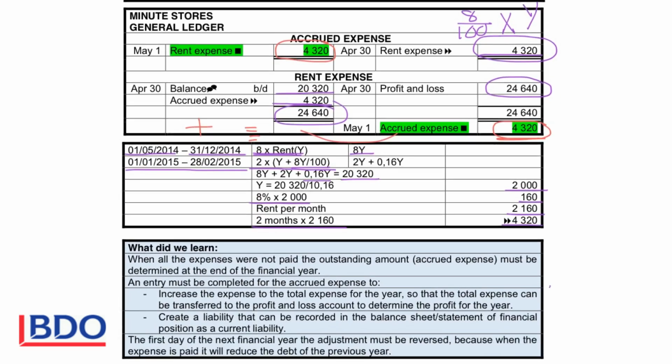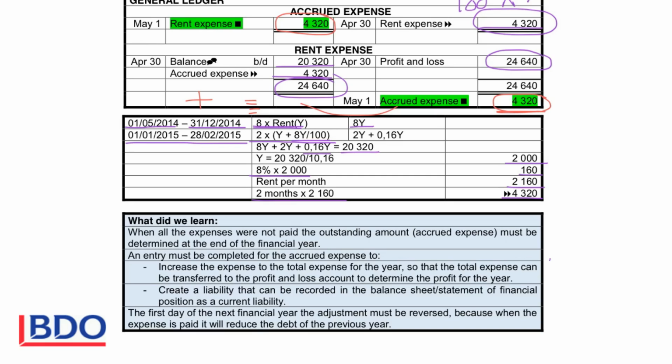So what did we learn today? When expenses were not paid at the end of the year, we have to go and create an accrued expense to show that we have a liability, and that liability will be shown in the balance sheet at the end of the financial year to indicate that we still need to pay certain expenses. And we will increase the expense so that we can determine what is the total expense, because the total expense must be transferred to the profit and loss account to determine the profit for the year.